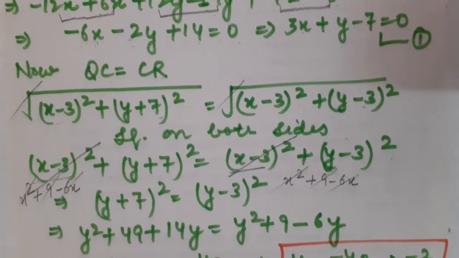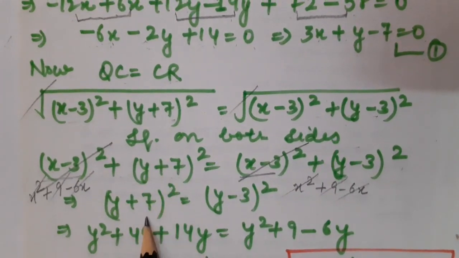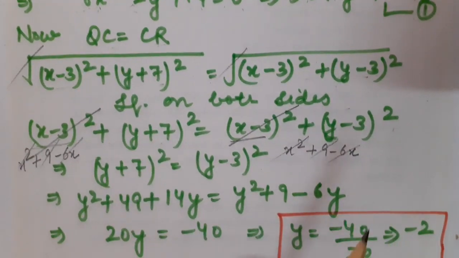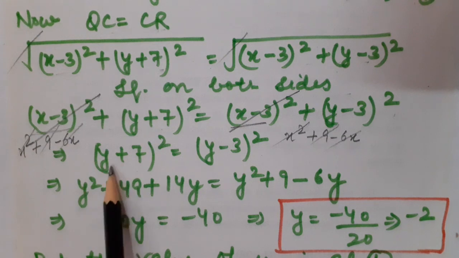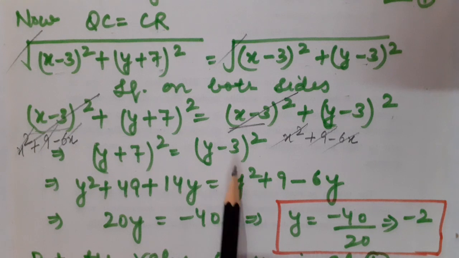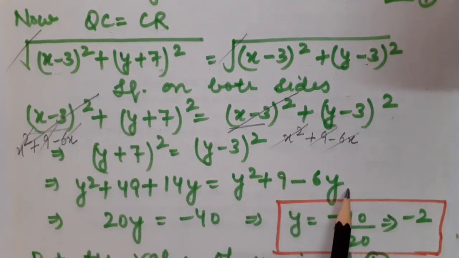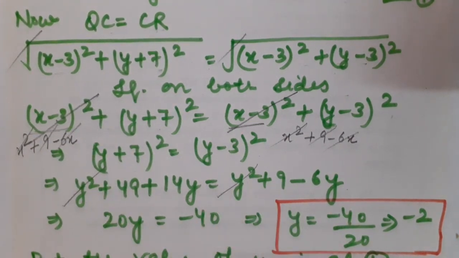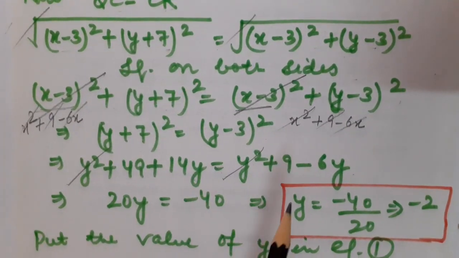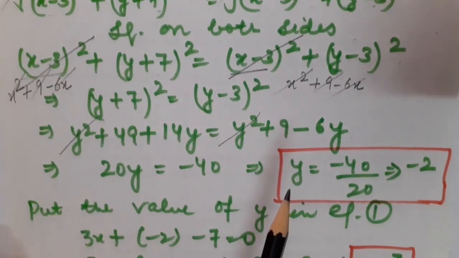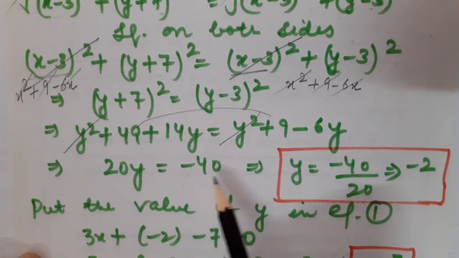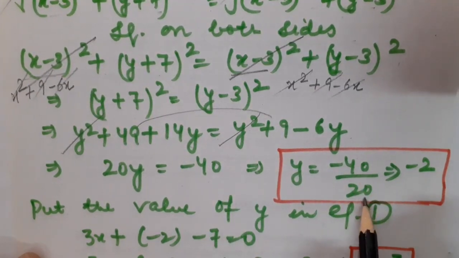What is left? y plus 7 whole square on the left hand side is equal to y minus 3 whole square on the right hand side. Open a plus b whole square and a minus b whole square. This would give you y square plus 49 plus 14y is equal to y square plus 9 minus 6y. y square and y square are going to be cancelled again. This minus 6y is coming on the right hand side, it would become plus 6y. So that is 20y is equal to 9 minus 49, that is minus 40. So y is equal to minus 40 upon 20.